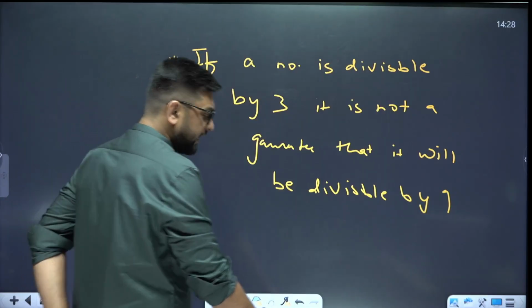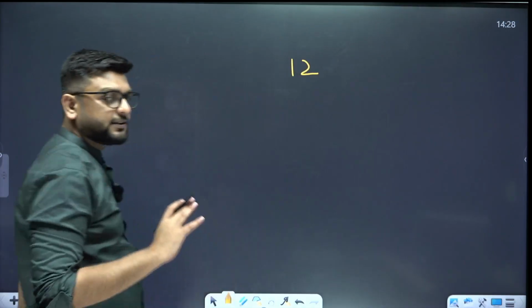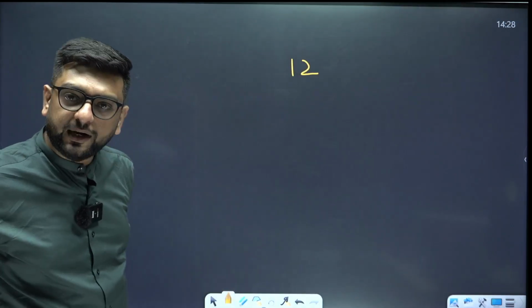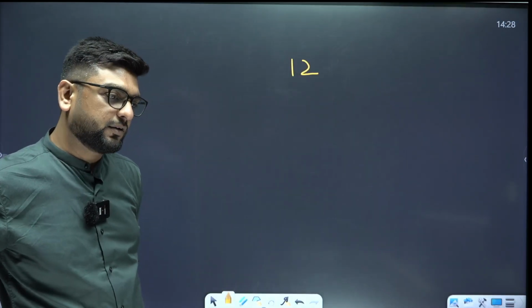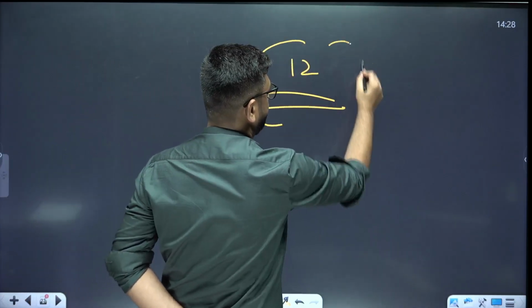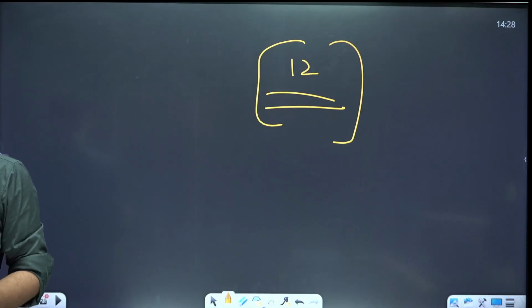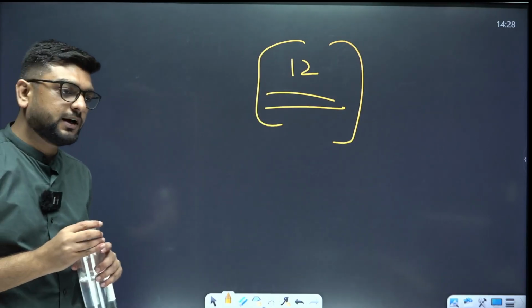Let's suppose I have 12. 12 is divisible by 3, but it is not divisible by 9. All right? यहाँ तक सबको clear है? If any doubt in this, anyone? We have seen the divisibility of 3 and 9. Any doubt in this?